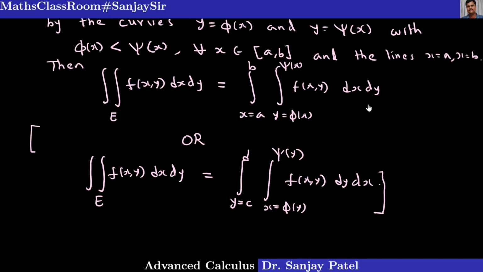You know the other notation for this repeated integral, you can write as x is equal to a to b, which we simply write without mentioning x: a to b dx, and phi of x to psi of x, f of x comma y dy. This is the limit of y, and this is the limit of x. So x is equal to a to b and y is equal to phi x to psi x. So let us prove this.